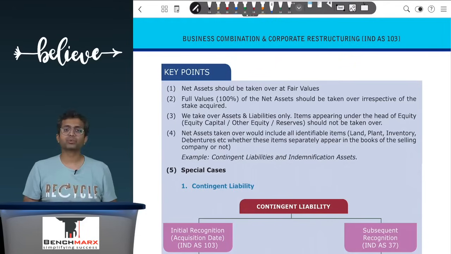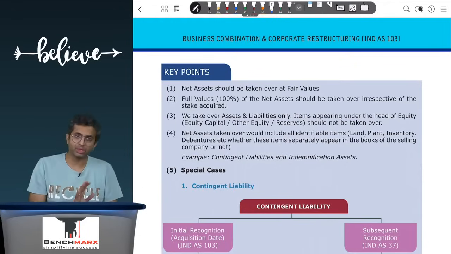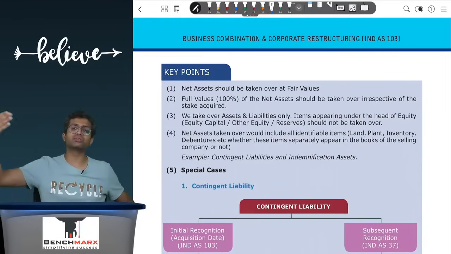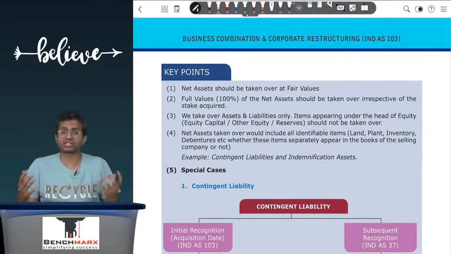And lastly, you take over all assets and all liabilities that are identifiable, irrespective of whether these assets and liabilities appeared in the selling company's books or not, for which there are a few special cases. Like for example, there can be contingent liabilities. Now the selling company might have disclosed the contingent liability as per Ind AS 37 in the notes.